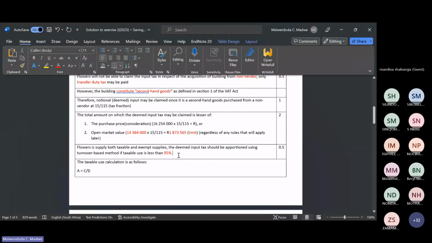This rule says that if you are supplying both taxable and exempt supply, and you are buying something which is going to be used for taxable and exempt supply, if the percentage of your taxable supply is not less than 95%, you will not apportion. No apportionment if not less than 95%.